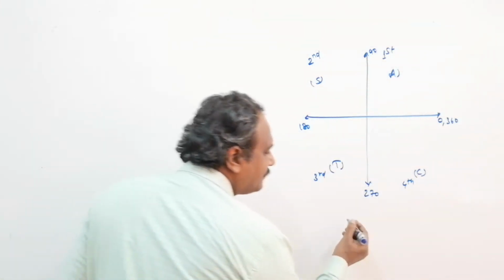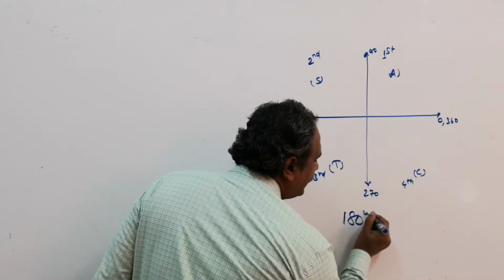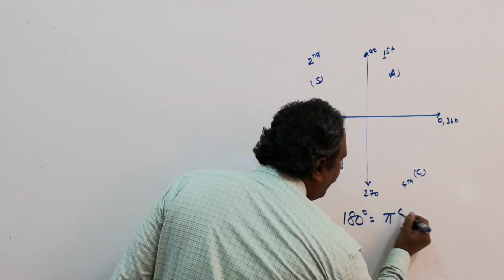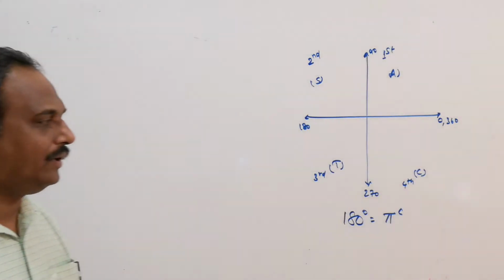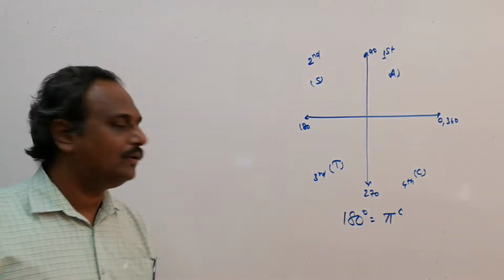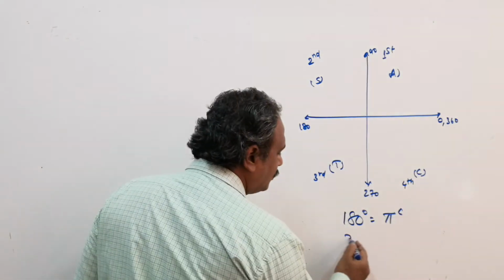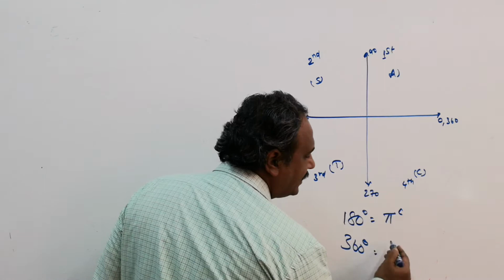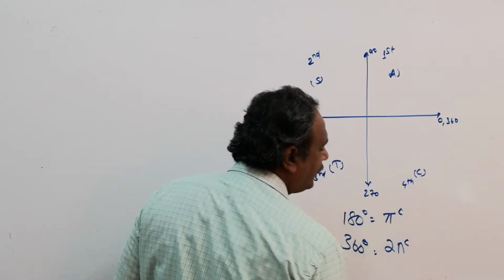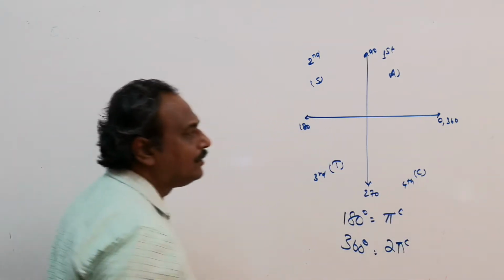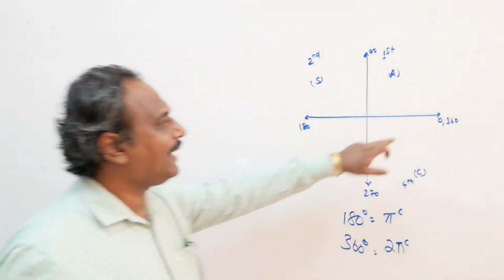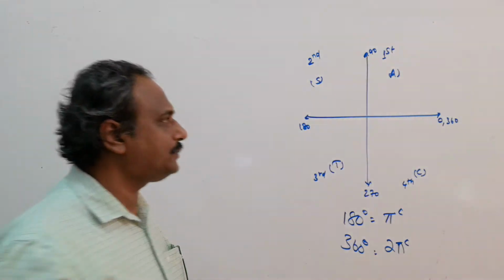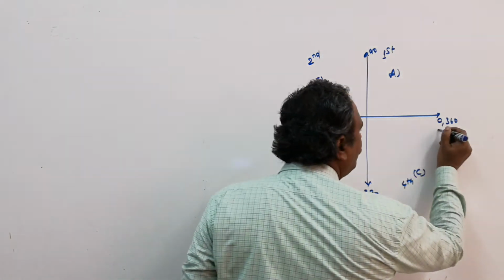We said 180 degrees is equal to pi radians. So 360 degrees is equal to 2 pi radians. So we have the angles in degrees, and the corresponding radians will be here. This will be 0.